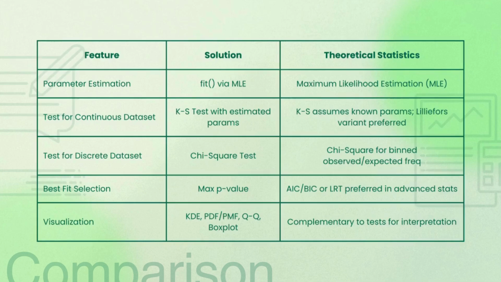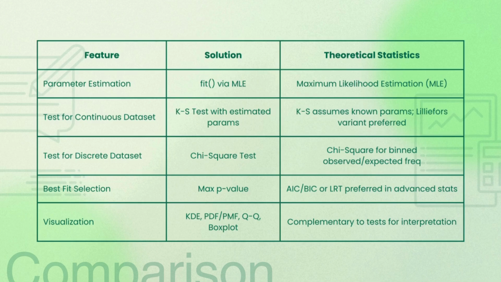In this part, we're going to compare the statistical methods we use in our solution with traditional theoretical approaches. For parameter estimation, both our solution and the theoretical statistics use maximum likelihood estimation, or MLE, so they are well aligned. Next, when testing continuous data, our solution uses the KS test. However, this test ideally assumes known parameters, which we estimate from the data, so it is only partially aligned.